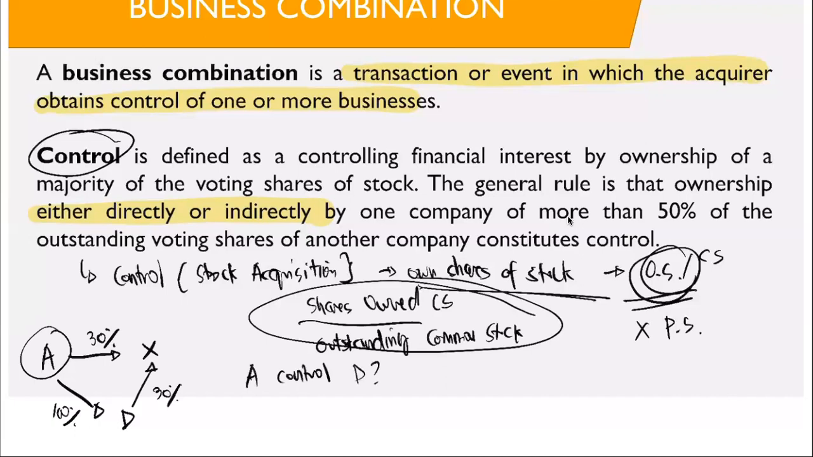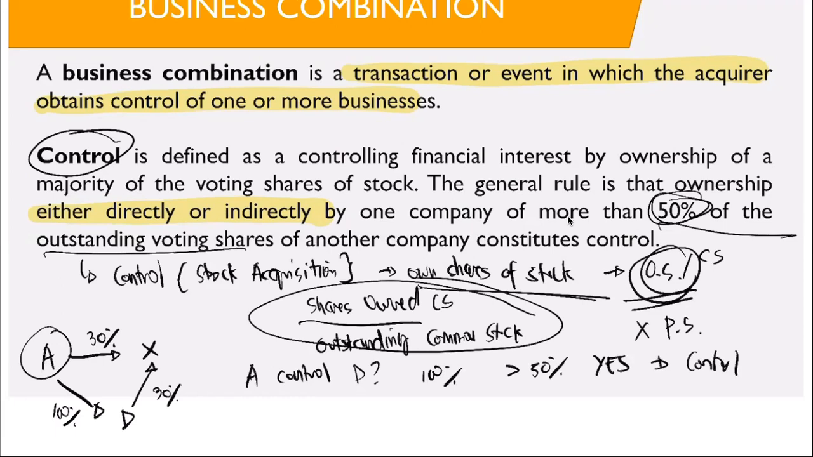Let's go back to our definition. The general rule is that there must be more than 50% of the outstanding voting shares. When we talk about voting shares, that is common stock. Therefore, does A control D? What is the ownership of A in D? 100%. Is that more than 50%? Yes. Therefore, there is control. Next, does A control X? Take note, when we look into ownership, the words used are more than 50%. So it is greater than 50%. It is not 50%, it is more than 50%.